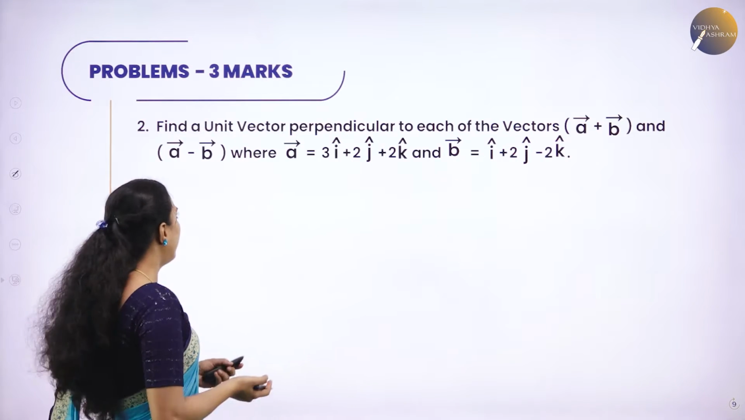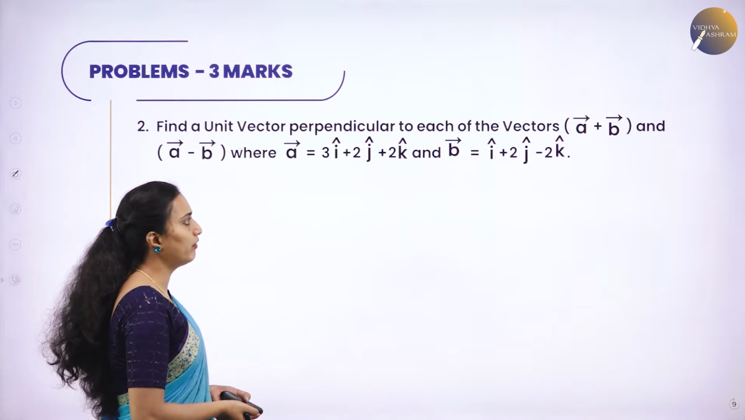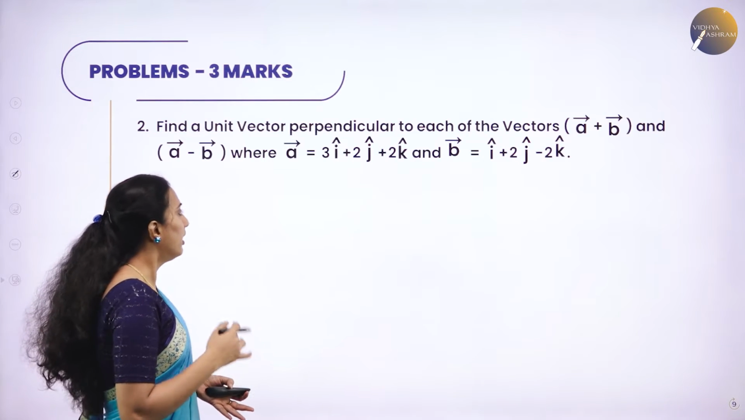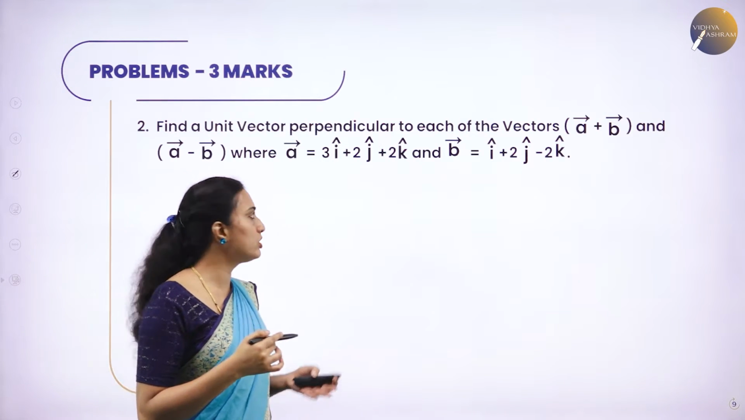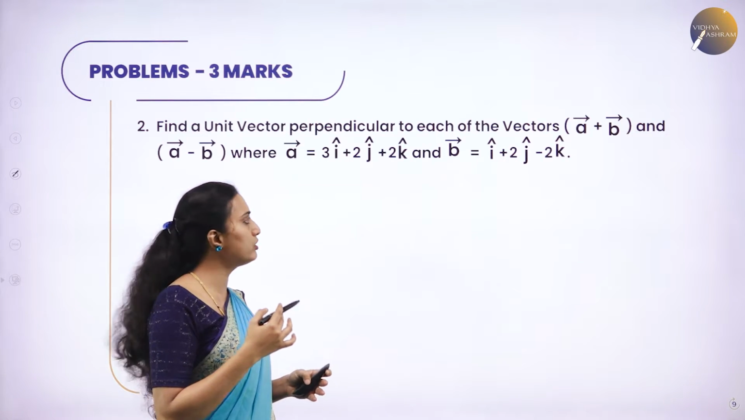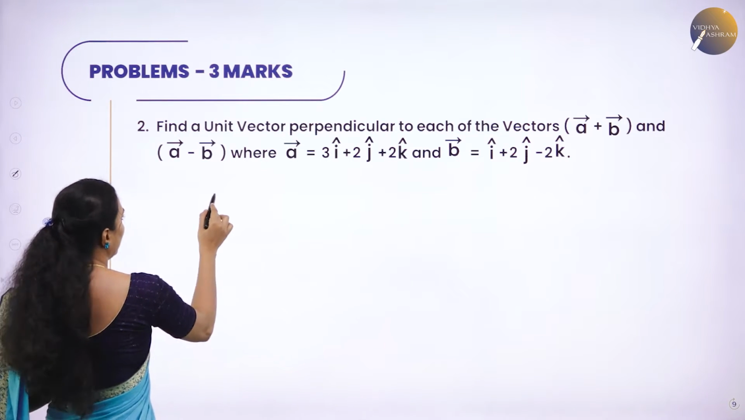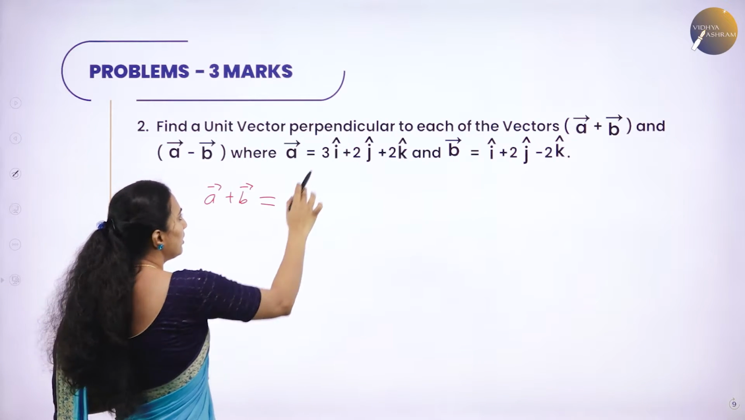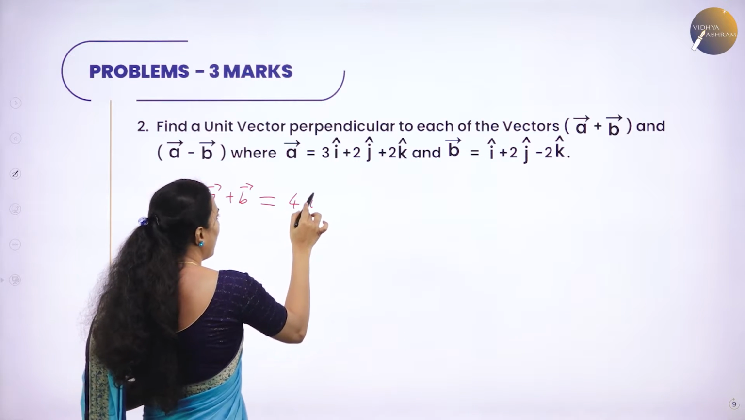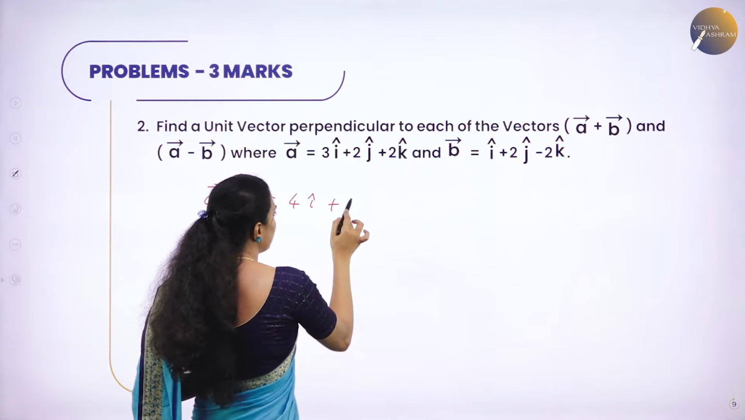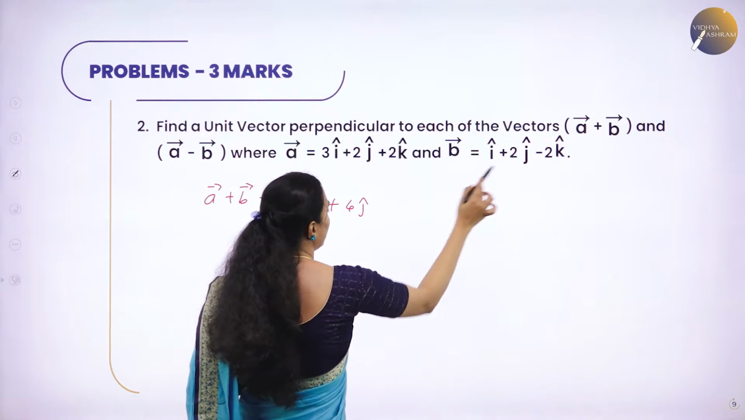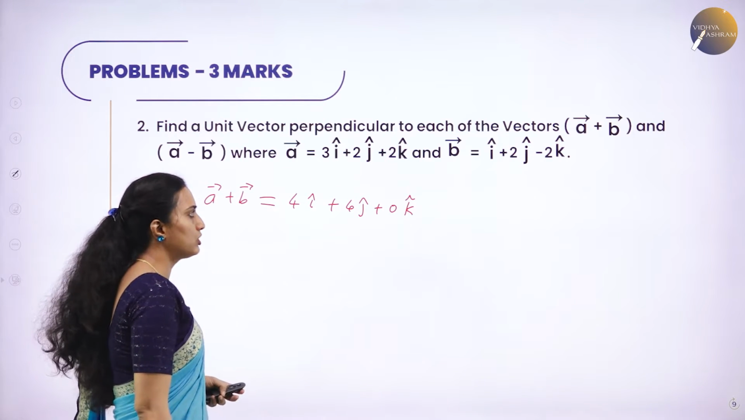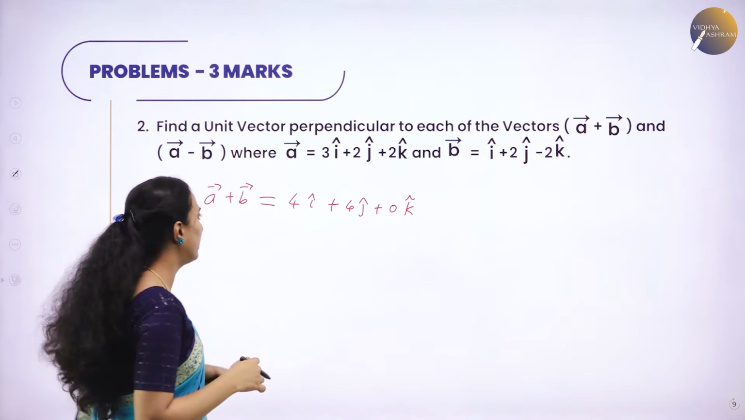Understood? Next problem. Find a unit vector perpendicular to each of the vectors A vector plus B vector and A vector minus B vector, where A vector is equal to 3i plus 2j plus 2k and B vector is i plus 2j minus 2k. First, let us find A vector plus B vector. Adding, 3i plus i is 4i cap, 2j plus 2j is 4j cap, and 2k minus 2k cancels, giving 0k cap.